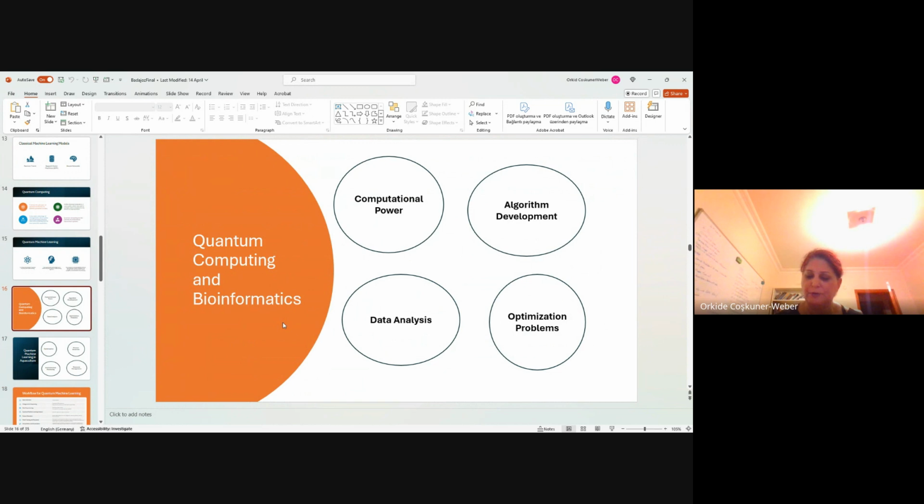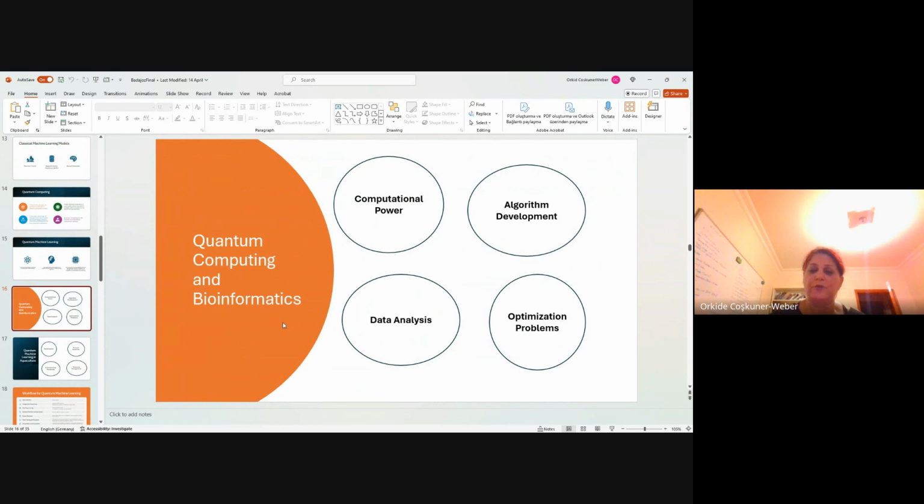Moreover, bioinformatics often involves solving optimization problems, such as genome assembly, protein folding, and network analysis. Quantum algorithms are more efficient than classical computers in optimization problems, and by leveraging quantum computing for optimization tasks, we can streamline data analysis workflows and accelerate research outcomes.